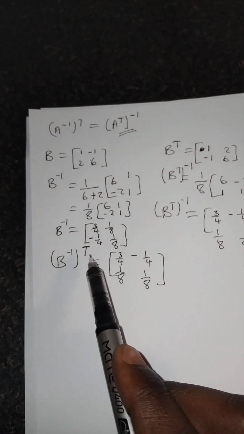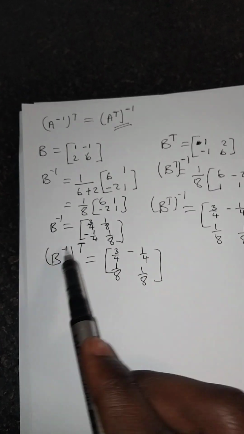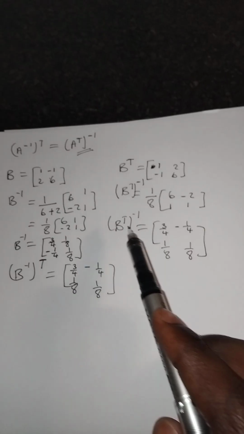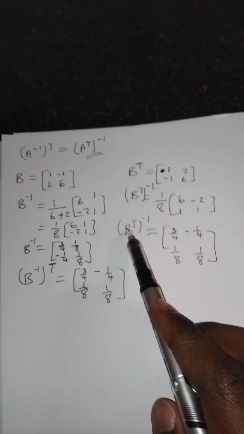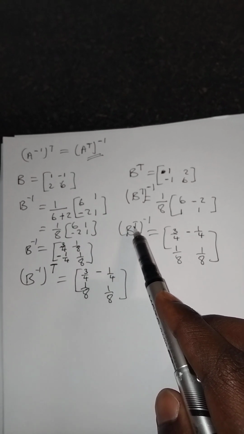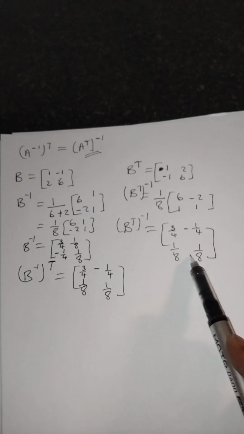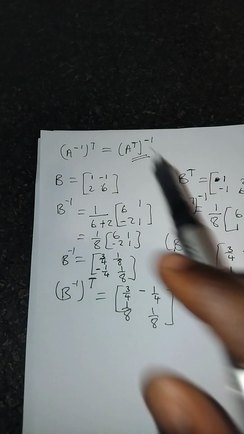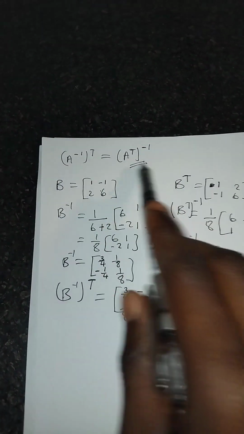So we see that the transpose of the inverse of matrix B is this, and also the inverse of the transpose of matrix B is that. So we see that this statement holds for as long as you have a 2 by 2 matrix. So this is always the case.